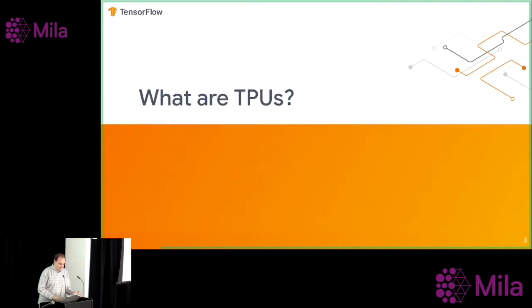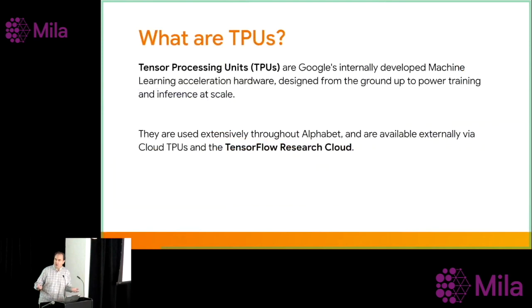Basically, TPUs are our own ML acceleration hardware. Like a GPU, they can be used for accelerating all your computations, well, most of your computations for your ML models. And they were designed from the ground up to make large-scale training possible.